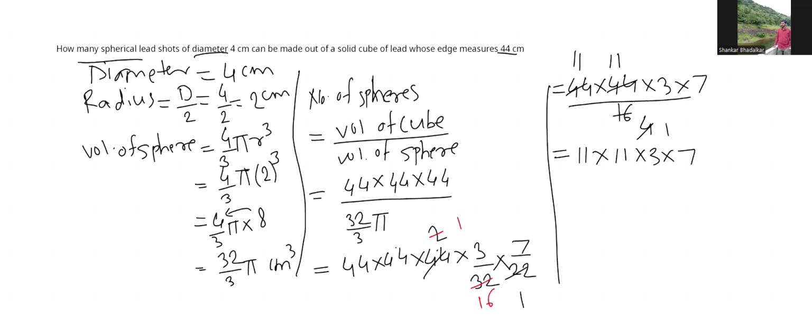If you multiply, we know that 11 into 11 is 121. So 121 into 21, if you do, it will become 2541. So this is the answer here. How many spheres can be formed from the cube? 2541.